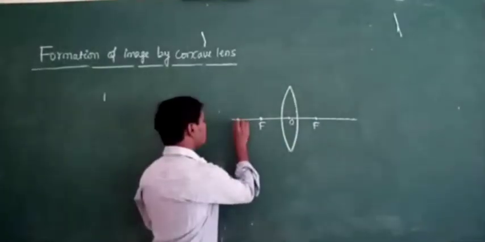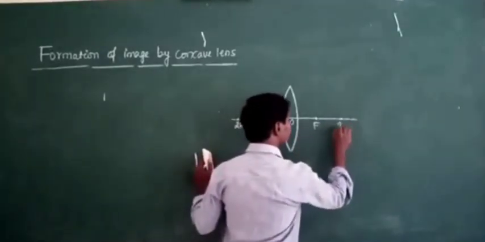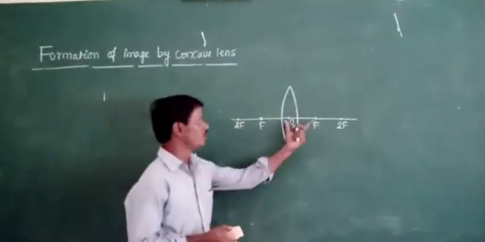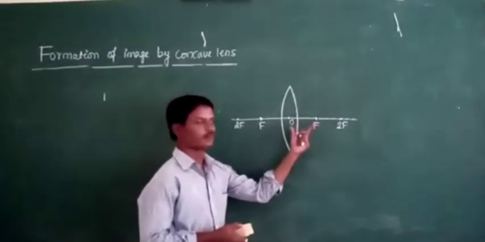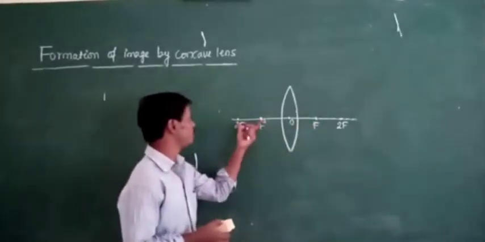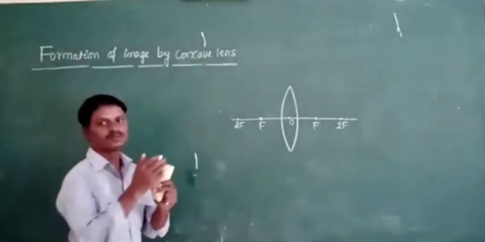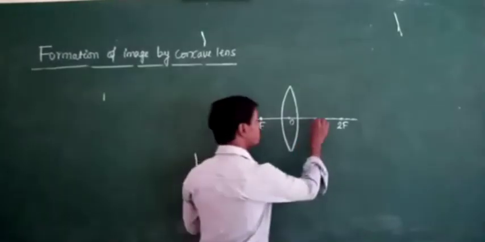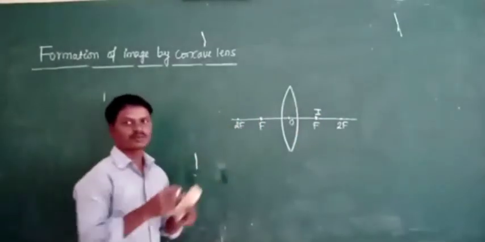Then next it is 2F. It is also 2F. So now OF and O2F. O2F is two times OF. Here also O2F is two times OF. Now let us take when the object is at infinity, where its image is formed: at focus. Image is formed at focus.